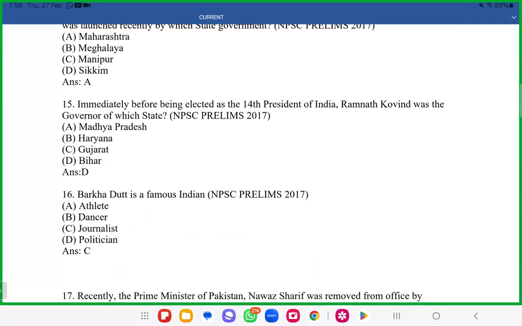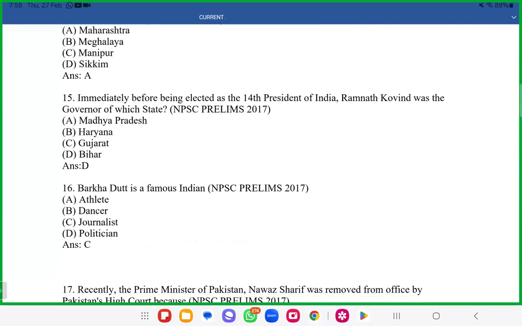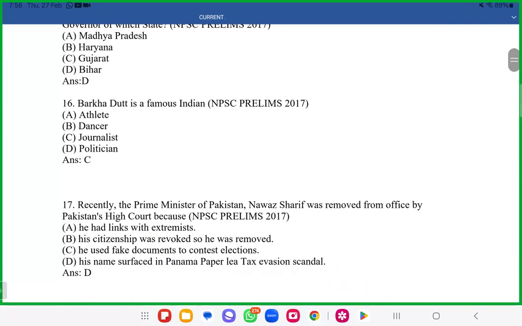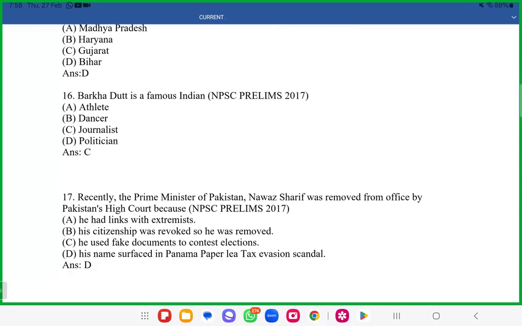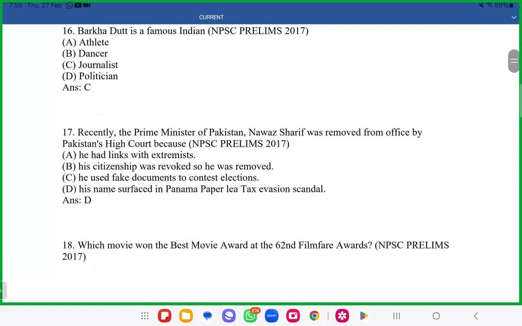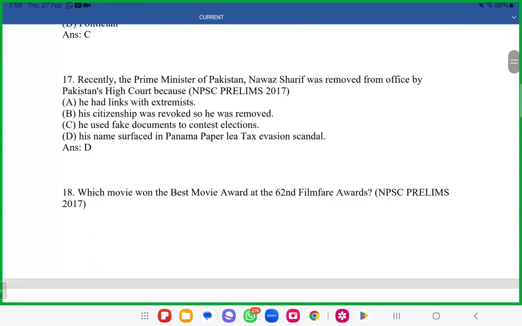Then immediately before being elected as the 14th president, Ramnath Kovind was the governor of which state? Presence in news, appointment. Then Barkha Dutt is a famous Indian, maybe a journalist. It may come under presence in news because she was in the news during 2017 prelims. Then recently the Prime Minister of Pakistan, Nawaz Sharif, was removed from office by Pakistan's High Court because he was in the news. Presence in news.